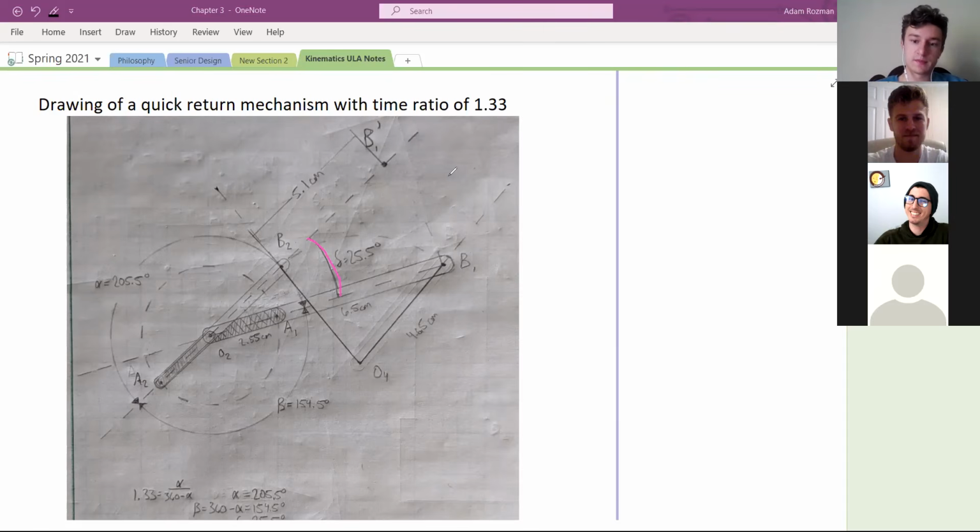So Massimo is asking how we determine drawing the first link, which I believe he's asking about this link. Is that correct?